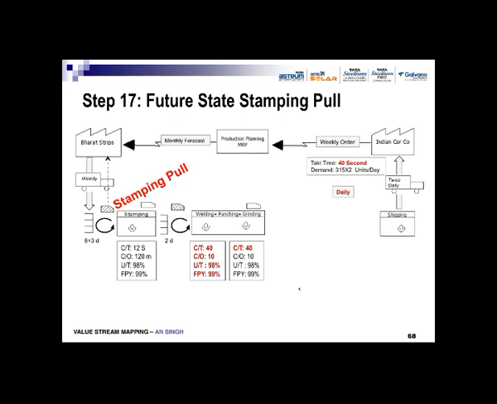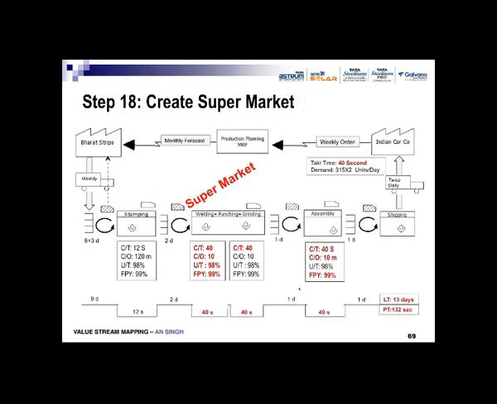And this way the whole thing is kept here, and the operator, after operating 2 hours of the stamping operation, is utilized at some other place. So this way 2 work desks have been created. This is how the future state map is made.